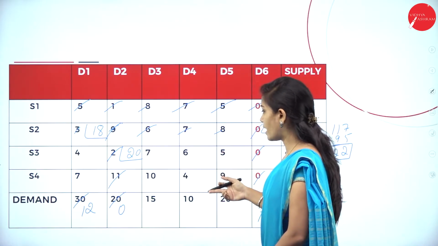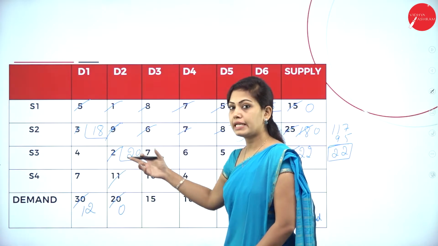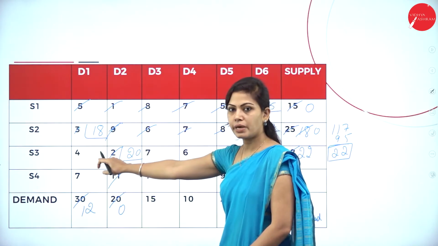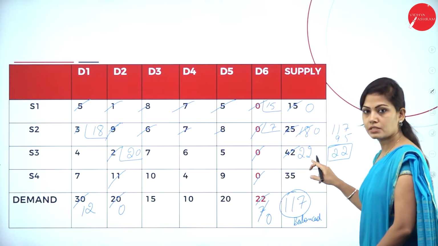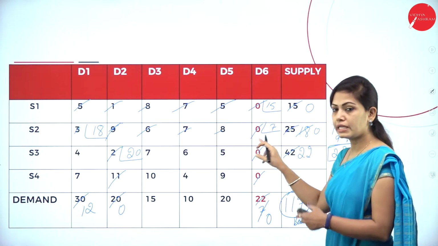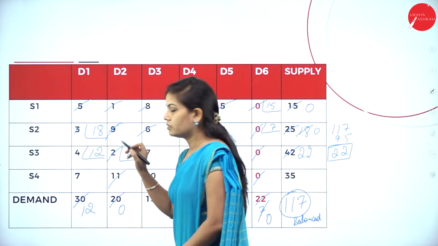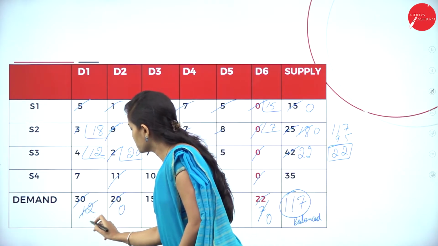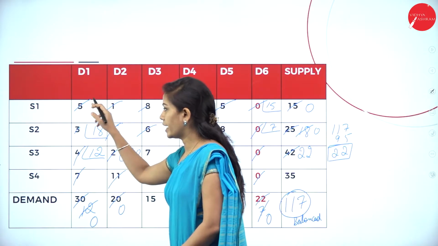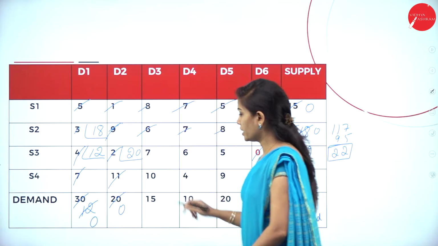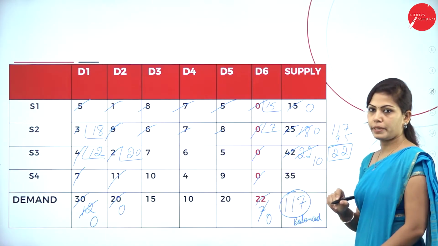Next I will select the least number. The next least value is 4. We have two 4s, and you can select any 4. I will select this as my least cell. You take the demand value and compare it with the supply value. The supply value is higher than the demand value, so I will allocate 12 rupees to this cell. It will become 0, so you can cancel this entire column. Now 22 minus 12 is 10 rupees.